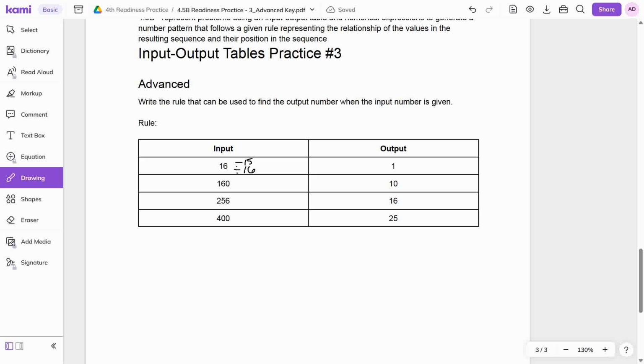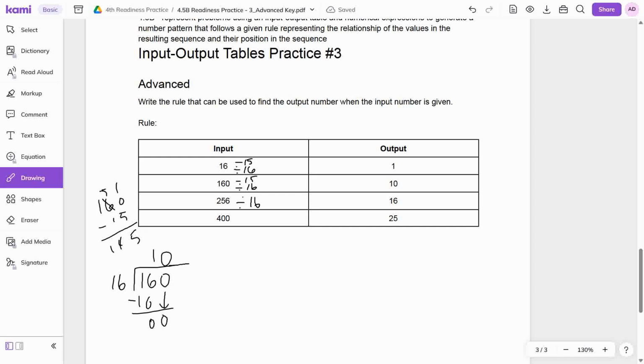So let's look at this 160. Is 160 minus 15 going to get me that? No, it's not even going to get close. 160 minus 15, that's going to get 145. What if I divide by 16? 16 into 160. Yeah, look, it's going to go in 10 times. It's a power of 10. So that's going to work.